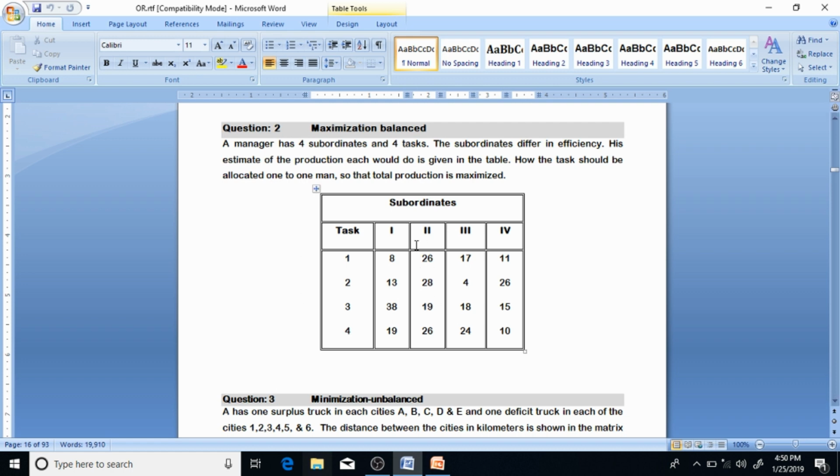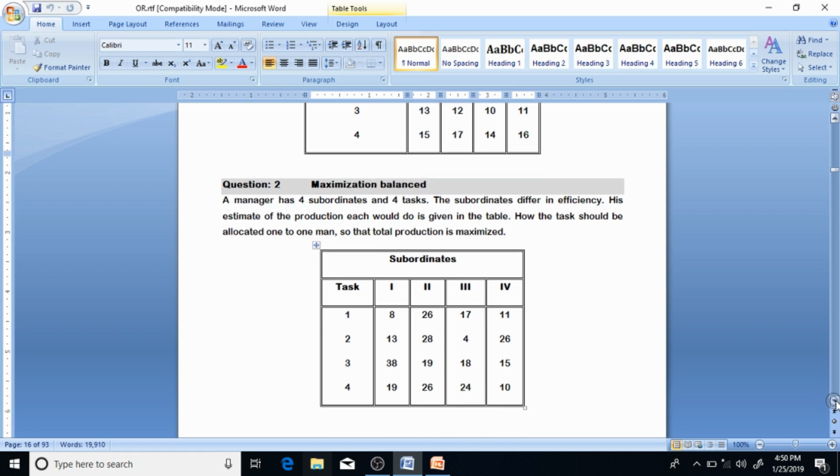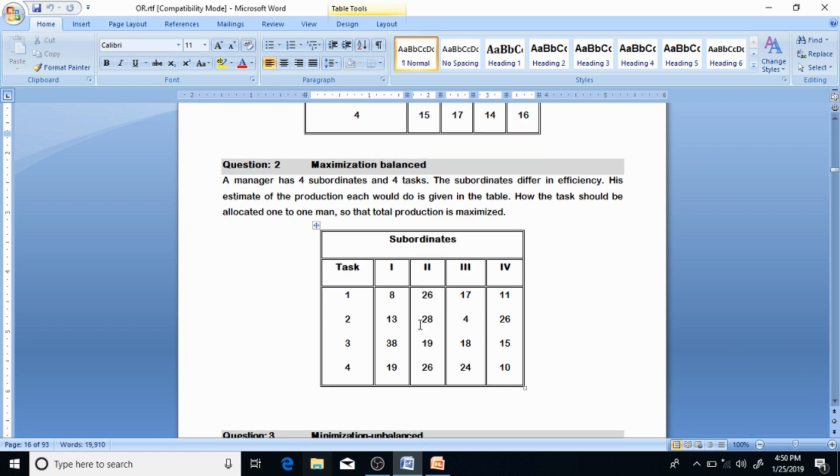So you can see the matrix over here. You've got subordinates and you have tasks. The first point to check straight away is whether it is a balanced one. Yes, it is balanced, because you have 4 columns and 4 rows. But the other thing to see here is that he's talking about his estimate of the production, which means this entire matrix talks about production. Therefore, you would like to maximize your production or minimize it. Obviously, maximize. So that's where the problem starts.